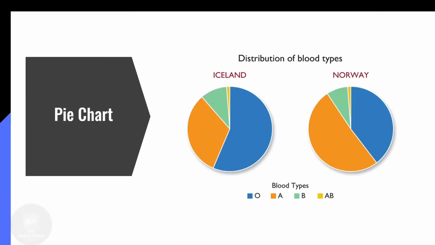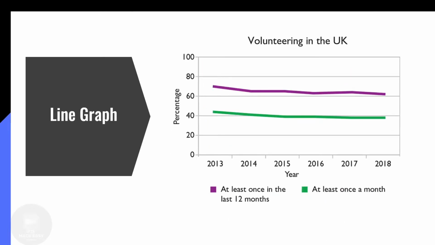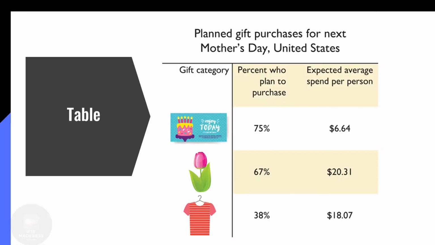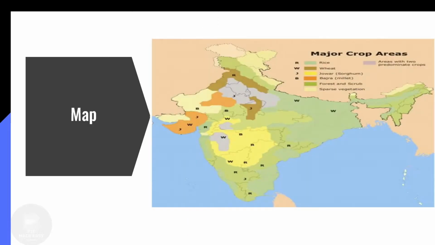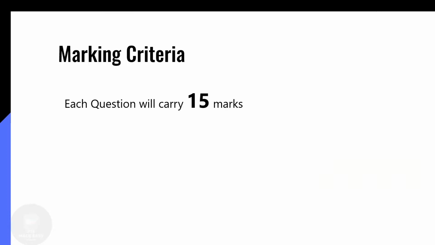This is one type of image that you get. As you can understand, this is a pie chart, and you can also get a bar graph. You can also get a line graph. You can also get a process or a flow chart. You can get a table. You can also get a map. And you can also get something as random as this. Now, whatever image you get, you have to have some sort of strategy, and we will go to the strategy in a moment. Just take a look at the marking criteria first.